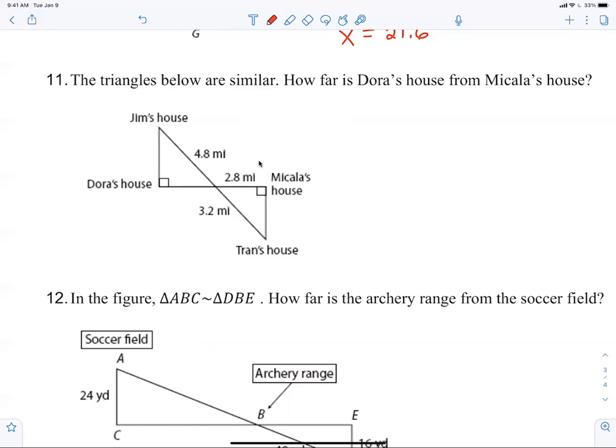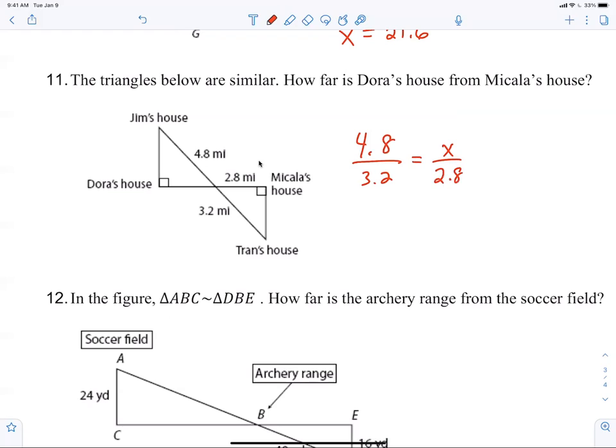So 4.8 miles. Yes, so we're measuring out how far Dora's house is from Michaela's house. So let's do 4.8 over 3.2 equals, let me think for a second, X over 2.8. Yep.